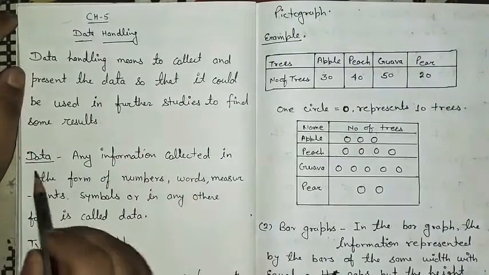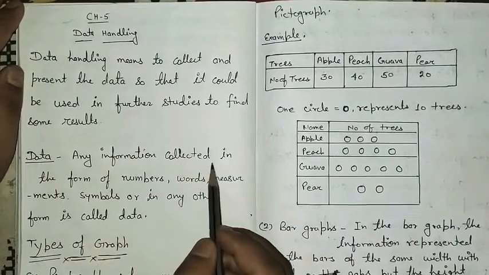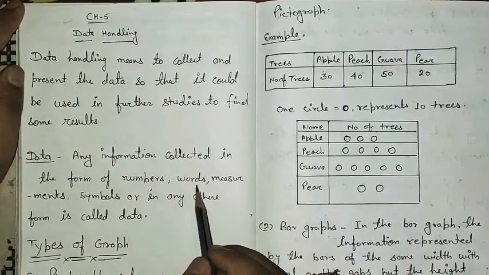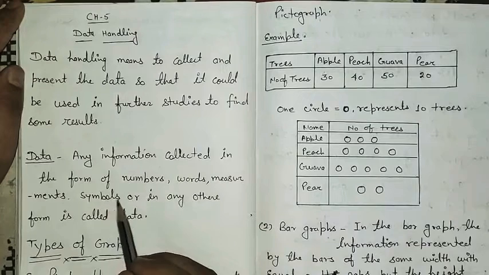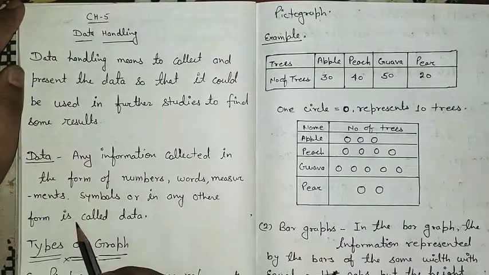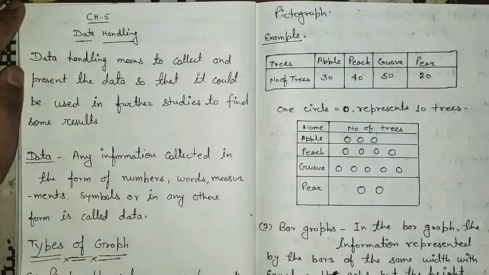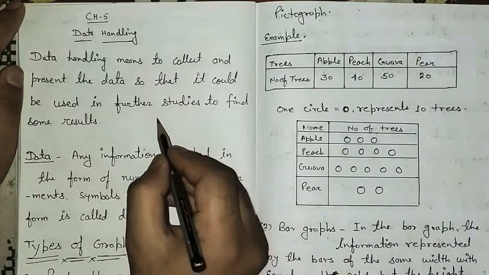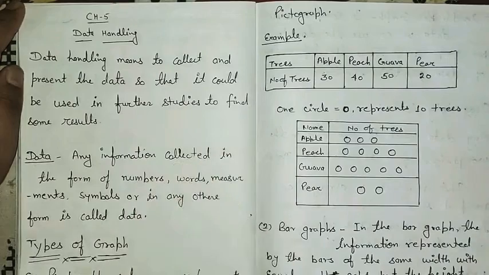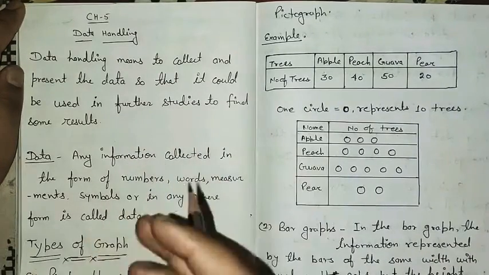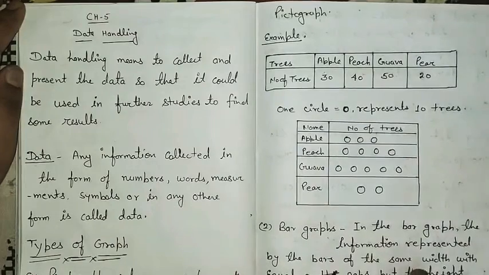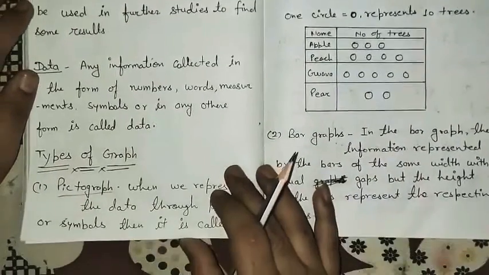Now the meaning of data. Any information collected in the form of numbers, words, measurements, symbols or in any other form is called data. Suppose that if I draw some stars here and if I ask how many stars are there, how many moons are there, likewise some figures may be there. Okay, now types of graph.